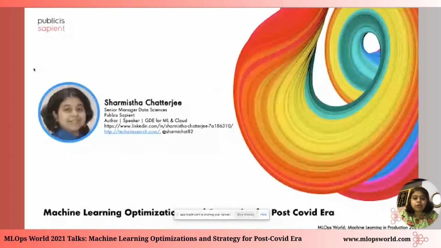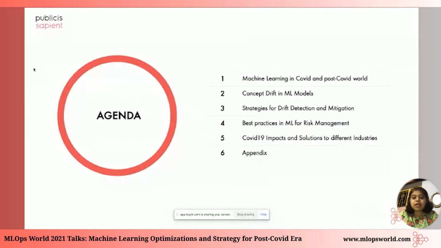So what is the agenda for today? Today, first, we will see what is machine learning and why we are taking the subject like pre-COVID or post-COVID world. Has anything changed? Then we introduce the concept of concept drift in machine learning models. Then we talk about strategies for drift detection and mitigation. We'll look around best practices, be it business or technical, for ML risk management. We'll see some of the impacts and solutions to different industries, followed by an appendix, which we have listed some of the data sets which you could use or solutions you may look at.